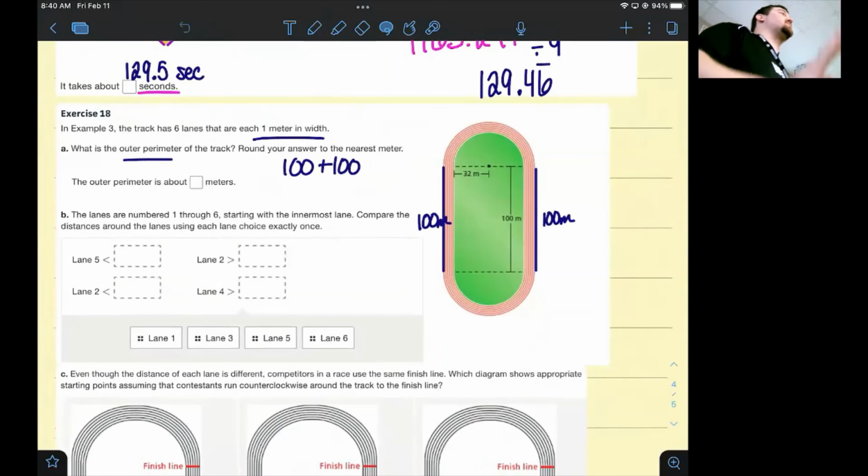Okay, how many total sides do I have? 4. I've got the 2 straight sides, and I got the 2 semicircles, 1 on top, 1 on bottom. Okay, and what do 2 semicircles make? 1 full circle. So this will be easy for us because I don't have to divide by 2.